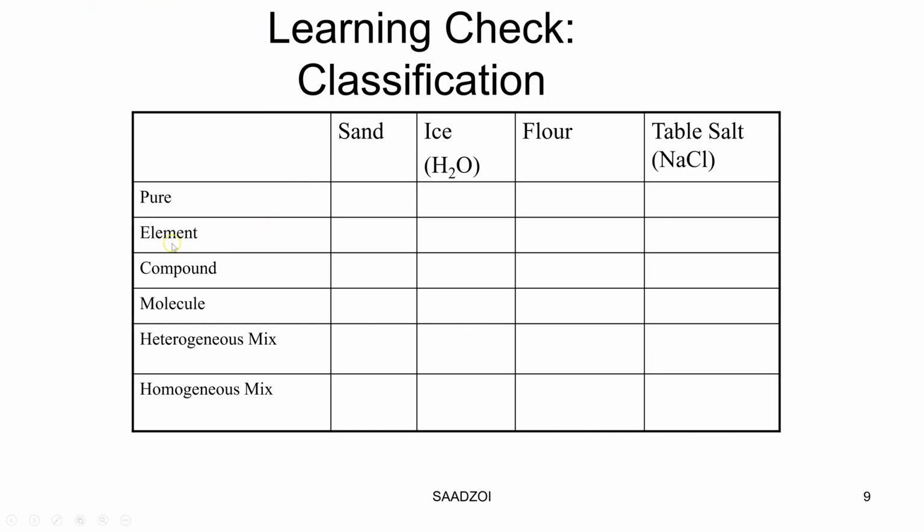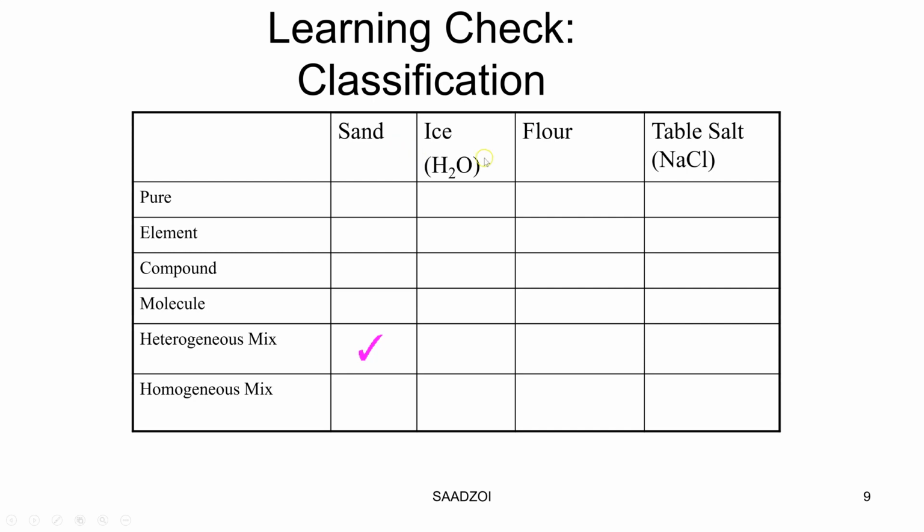Let's try one more classification question. What about sand? What would you consider it? Is it a pure substance, element, compound, molecule? Well, if you think about it, sand is a combination of different substances. So we consider it a heterogeneous mixture. You can see different layers to the sand. If you pick up some sand in your hand, you see some brown, you see some rocks, or different layers you can see. Granted, they're very small, but you can see them with your eyes.